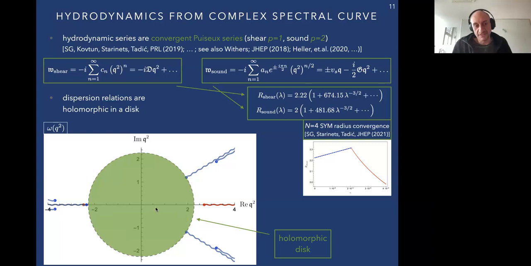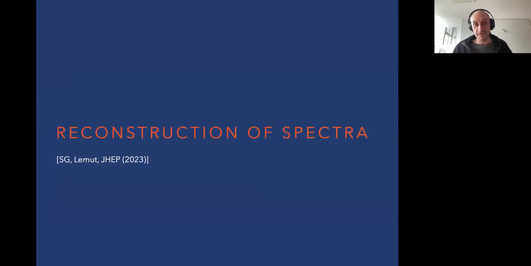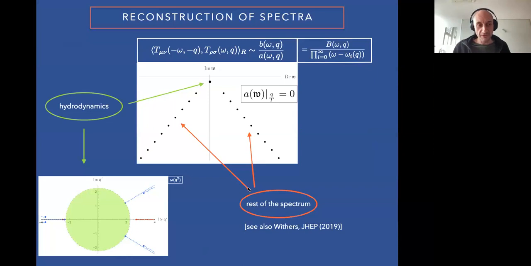So this is, for example, not a cartoon; this is an actual calculation of what the analytic structure of the diffusive mode looks like in N=4 super Yang-Mills. All right. Okay, good. So this is the statement that I want you to get from this part. So now I would like to talk about reconstruction.